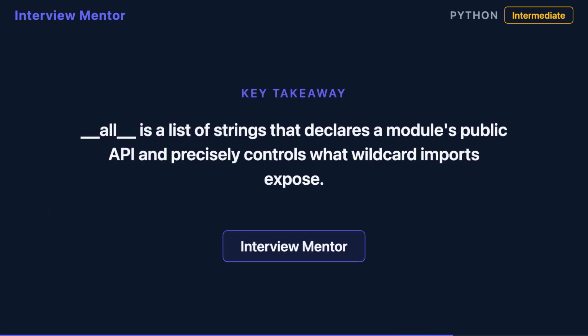In short, __all__ is your module's public API declaration, and it controls exactly what wildcard imports bring in.